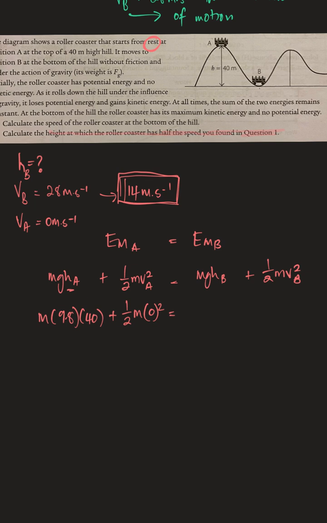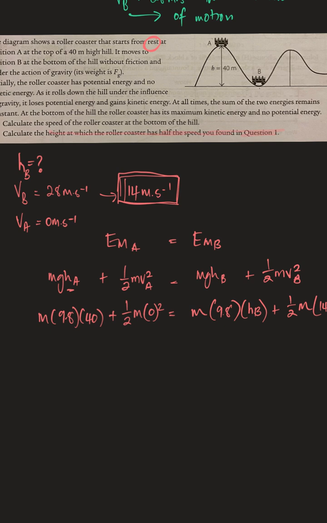My M here, same thing, M. My G value is 9.8 meters per second squared. They want HB plus half times the mass times V squared is now 14 squared. And that's what that's looking like so far. So let's just simplify this a little bit.